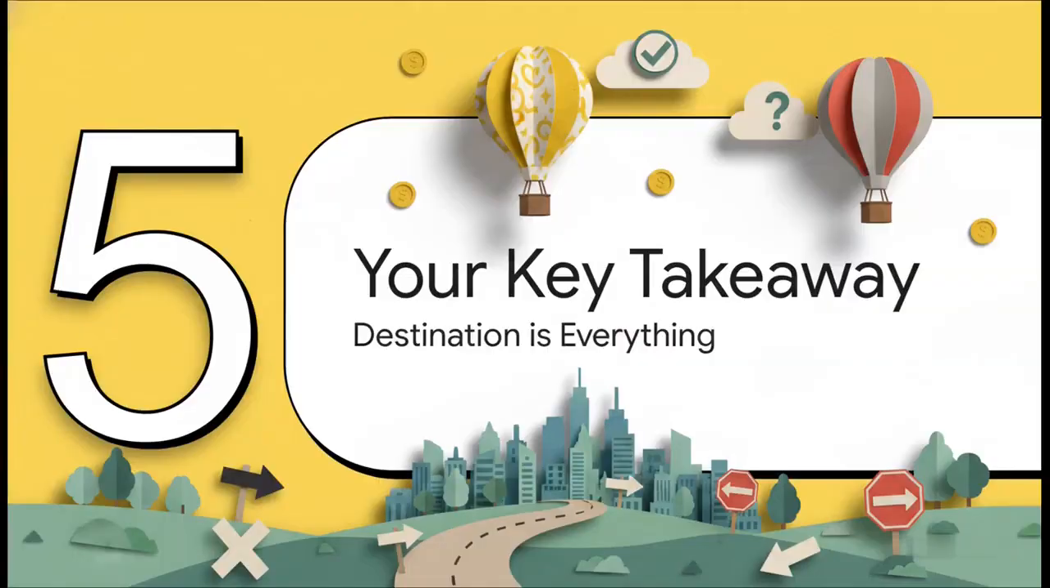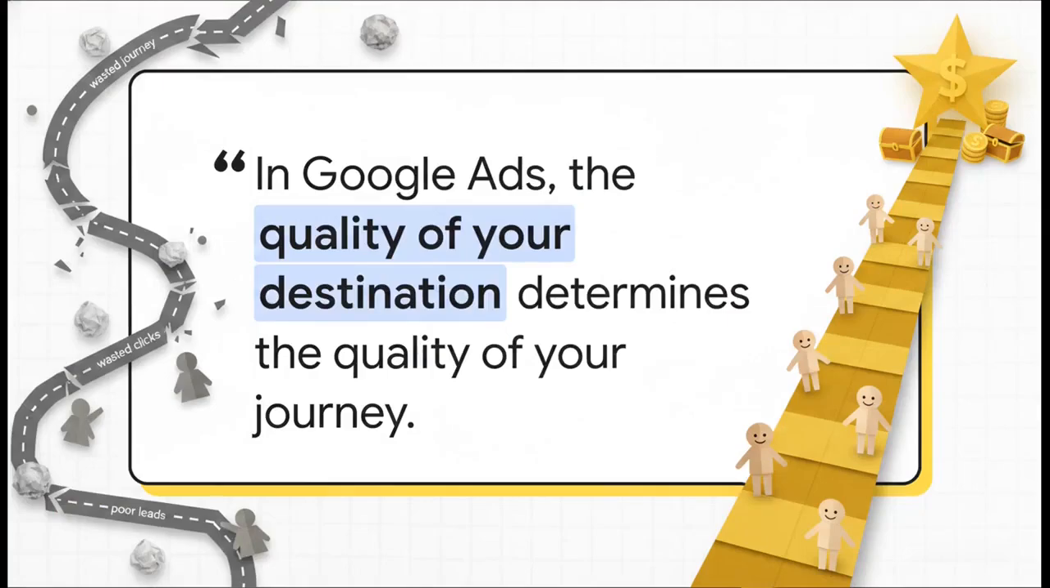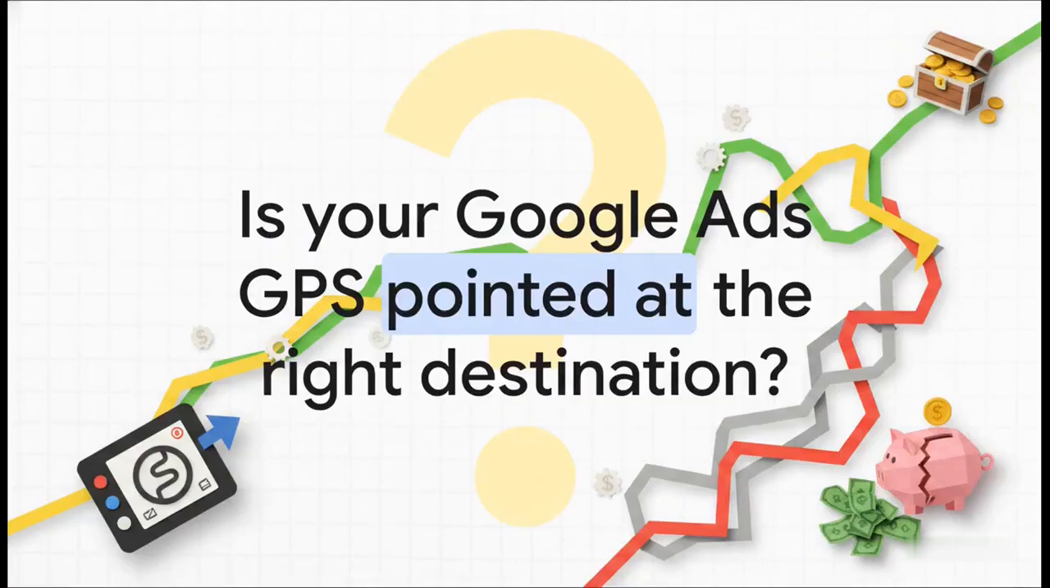So let's wrap this all up with the single most important thing you need to take away from all this. Just remember this, in Google Ads, the quality of your destination determines the quality of your journey. If you aim for vague, low-value things, you're going to get a journey full of wasted clicks and terrible leads. But if you aim for high-value actions, you'll get a direct path to profitable customers. And that brings us to the final question you've got to ask yourself. When you look at your own account, is your Google Ads GPS actually pointed at the right destination? Or is it just leading you and your budget astray?